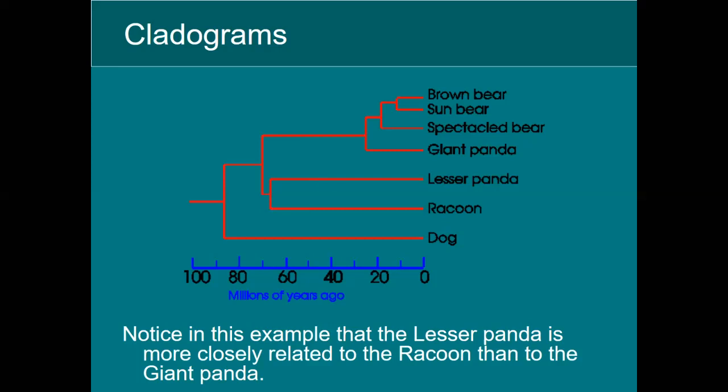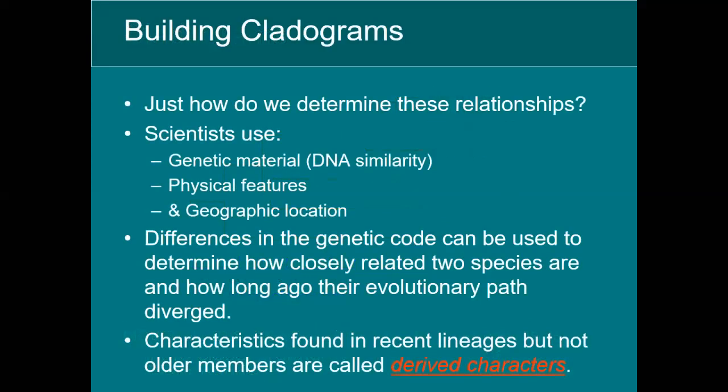especially when we start looking at things like convergent evolution, where species develop similar traits because they have similar roles in their ecosystems. Okay? So when we start building these cladograms or evolutionary trees, what are we looking for? What we're really looking at primarily is their genetic material. How similar is their DNA? After we look at their DNA similarity, then we still look at physical features, and then we include geographic location. Is it possible that these two are from the same precursor species, that type of thing?